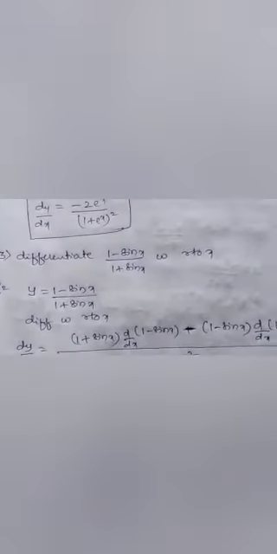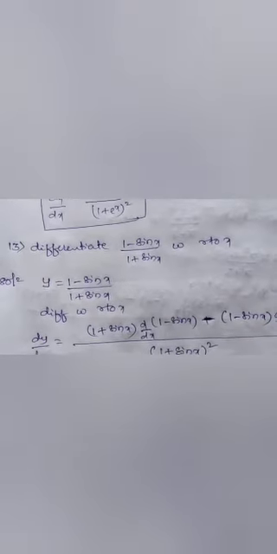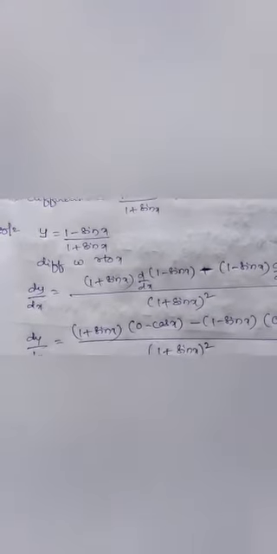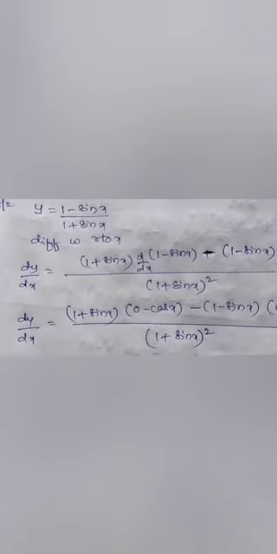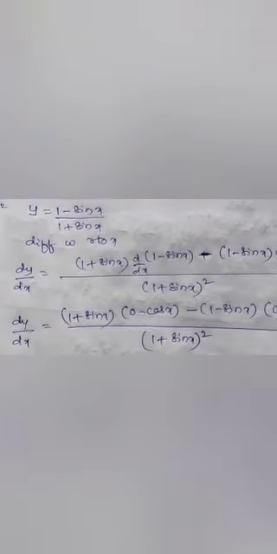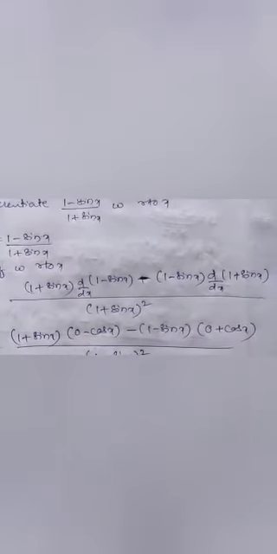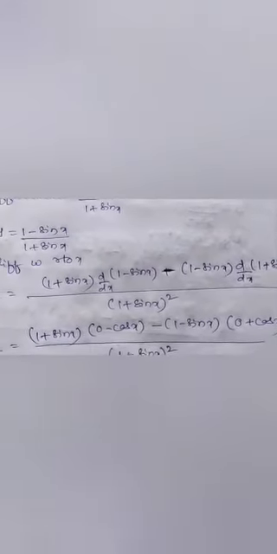Okay, next problem on quotient rule. Differentiate 1 minus sin x divided by 1 plus sin x with respect to x. Differentiate with respect to x. Then dy by dx equal to, in the numerator, 1 plus sin x d by dx of 1 minus sin x, minus 1 minus sin x d by dx of 1 plus sin x, divided by 1 plus sin x whole square.